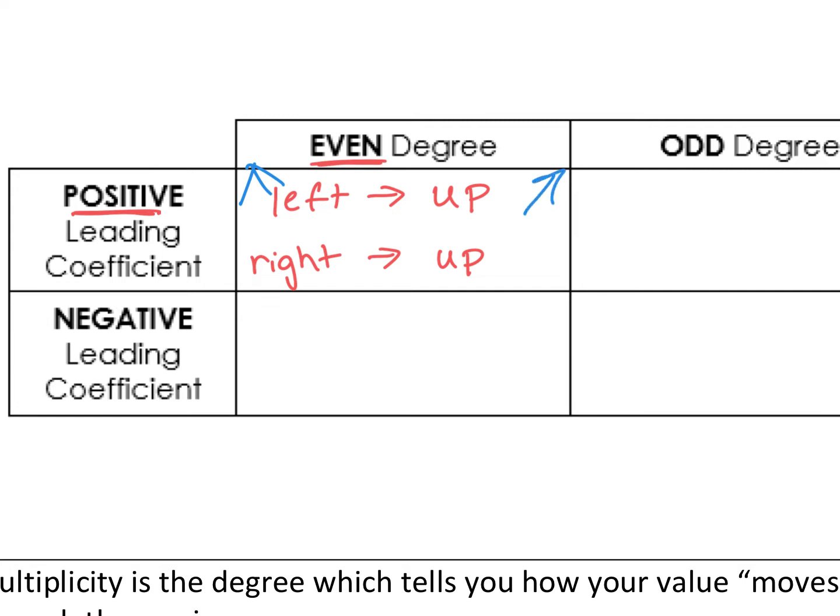I want you to fill in the rest of this chart. You can use Desmos. You can literally type in any positive leading coefficient and any odd degree and find that next box. Anything is going to work as long as you do this correctly. So fill in the next 3 boxes and then we will talk about it here in a second.